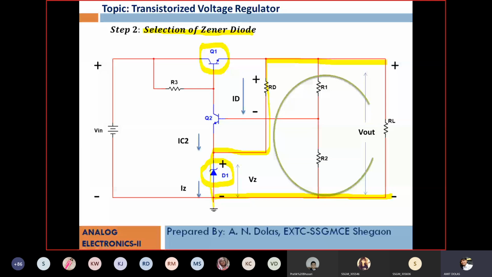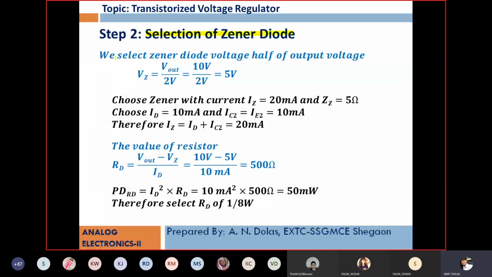So we can apply KVL in this loop, and we may have the value of resistance RD by choosing or assuming the current through RD. That has to be assumed, of course. So here are the steps. Selection of Zener diode. We select Zener diode voltage half of the output voltage. Please remember this step. This step is very important.